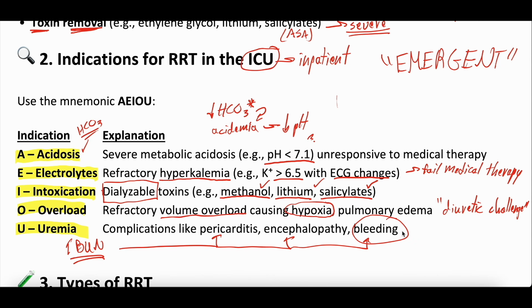The I stands for intoxication. This is dialysable toxins like methanol, lithium, salicylates. The O stands for overload, refractory to diuretic challenges, and the U stands for uremia. This is a severe BUN elevation leading to complications like uremic encephalopathy or pericarditis or bleeding.